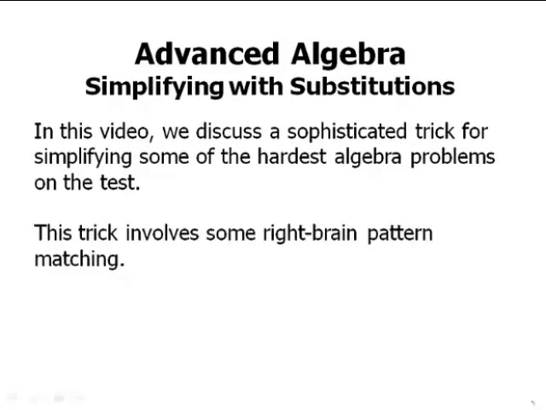This trick involves some right brain pattern matching. So the left brain, just a quick reminder, that's the part of the brain that's really good at following rules and procedures and recipes. The right brain, that's the part that is much better at intuition and matching patterns. That can be harder to train, and so sometimes it's hard to see these right brain things until they're pointed out.